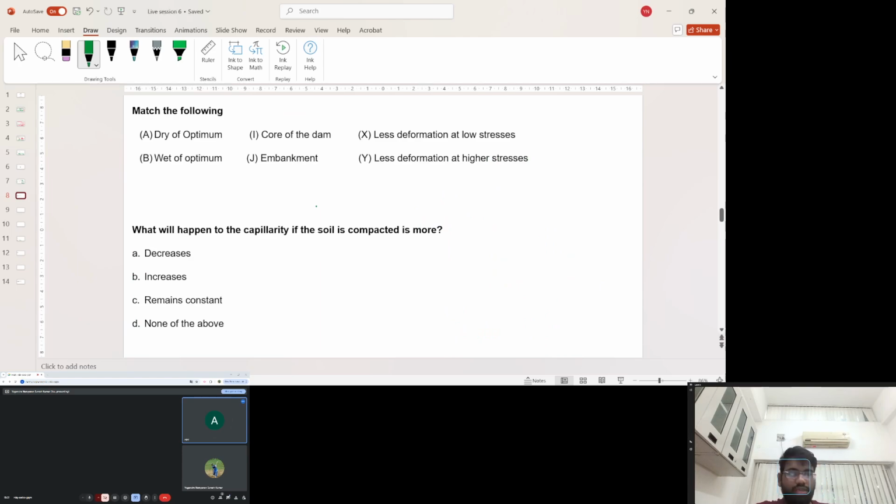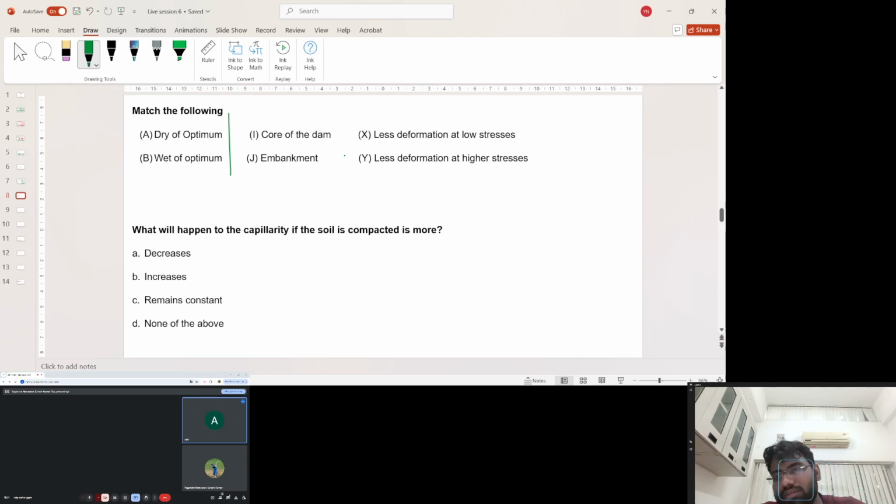Coming to the next question, match the following. It might be a bit confusing. So this is the condition, and these two are the attributes of this condition. First is dry of optimum, second is wet of optimum. The second column specifies in real life where it is preferred, and the third column specifies the deformation behavior at different types of stresses.